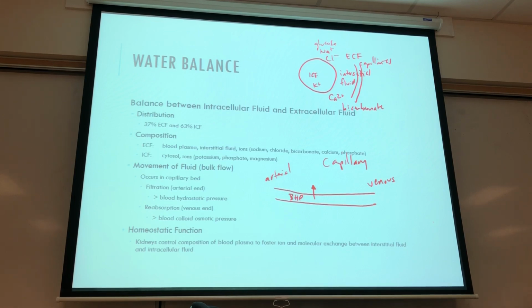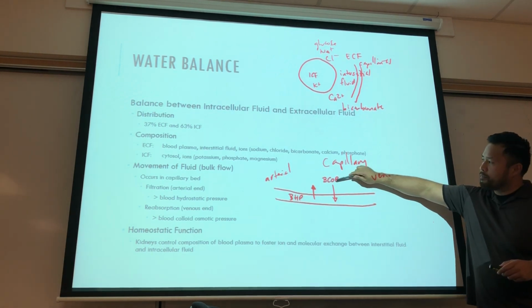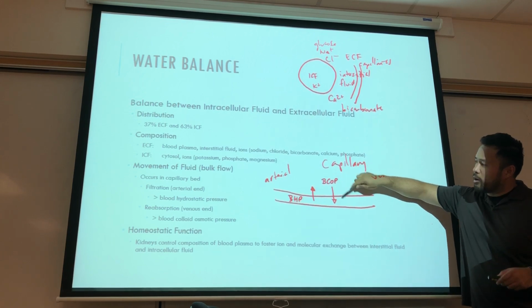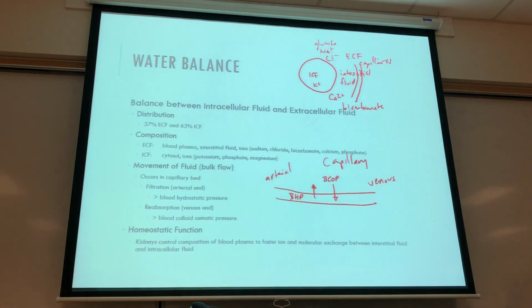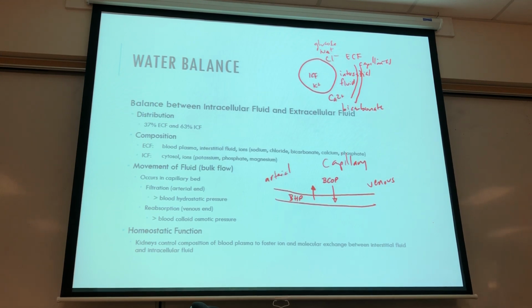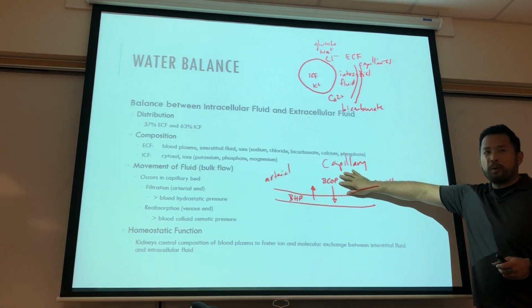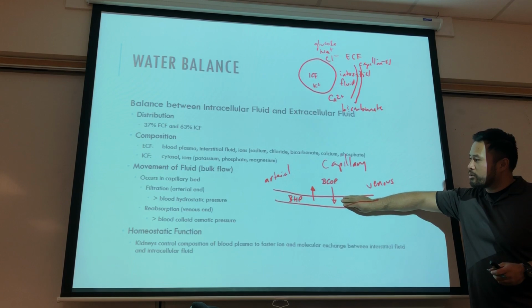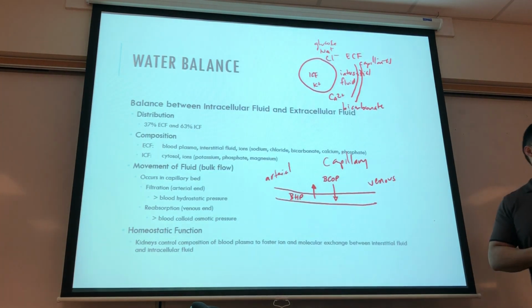Now the other pressure that was involved was blood colloid osmotic pressure. Blood colloid osmotic pressure is the tendency of water wanting to move from low concentration over to a high concentration. So technically what's happening with blood colloid osmotic pressure is the presence of proteins and red blood cells that wants to draw water from a hypotonic solution over to a hypertonic solution.